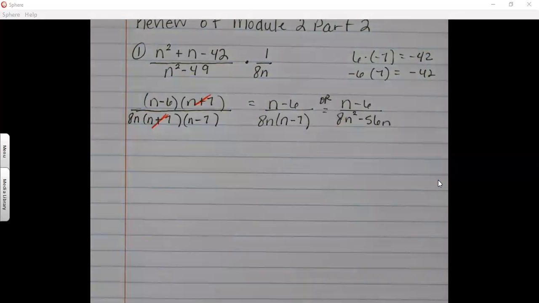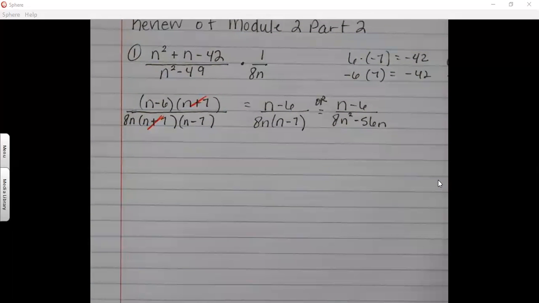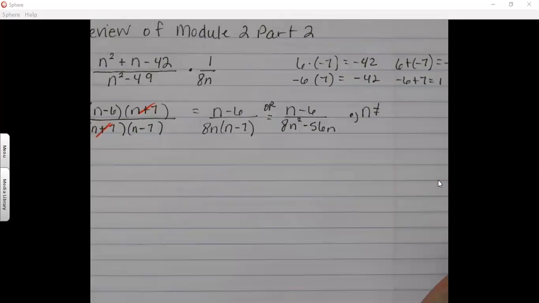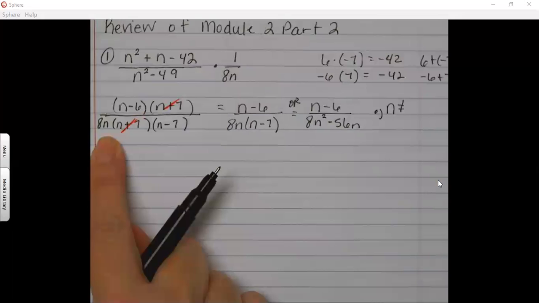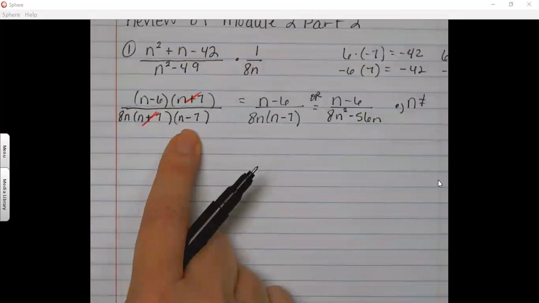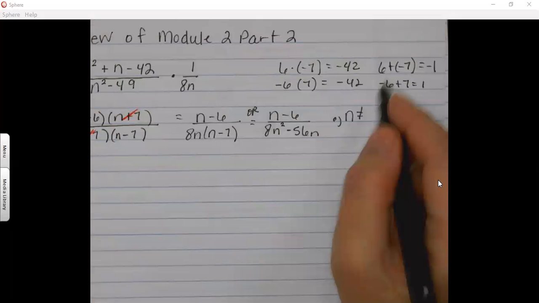And it also said state the excluded values. Remember, the excluded values are what can n not equal. If it equals that number, it's going to give you a 0 in the denominator. So look at, before we've canceled anything out, from 8n, what can n not equal? 0. From n plus 7, what can n not equal? -7. And then also from n minus 7, 7. So my excluded values are -7, 0, and +7.